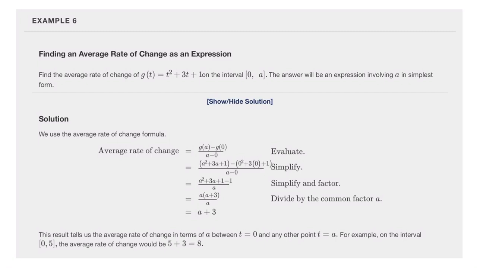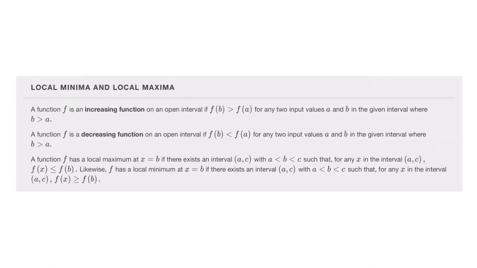Okay, let's keep going. We're about halfway, so we are making pretty good time. It's going a lot faster than I anticipated. Here we're asked to find the local minima and local maximum. A function f is increasing on an open interval whenever f of b is greater than f of a for any 2 points, input values a and b.